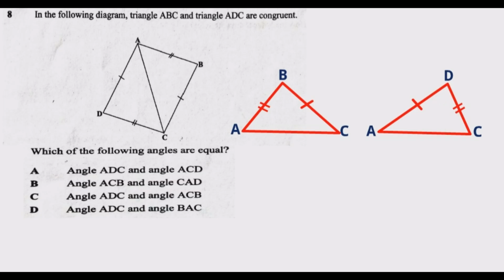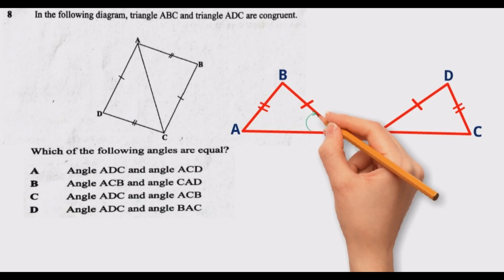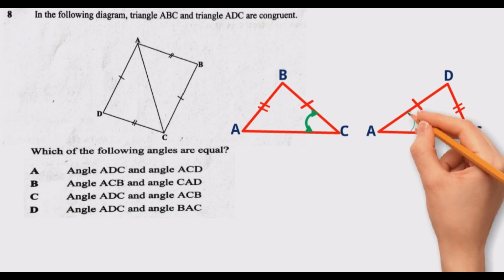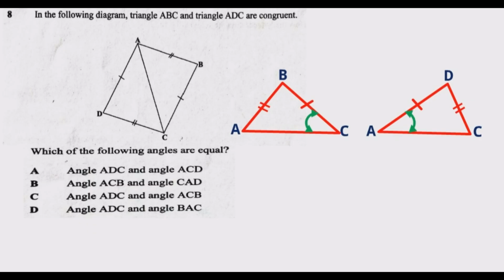So we come to B, we have angle ACB and angle CAD. Let's follow these angles. First let's identify angle ACB. When you look at angle ACB, it is this angle here. And when we look at angle CAD, angle CAD is this angle here.